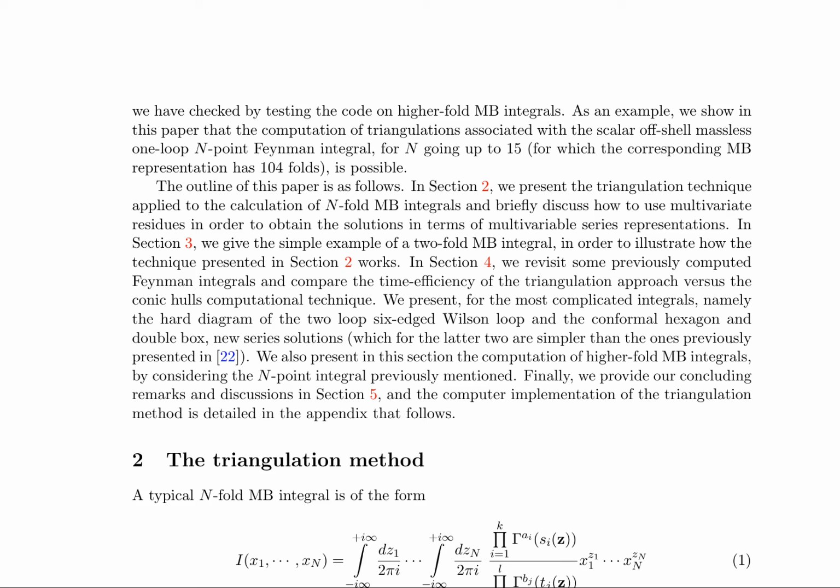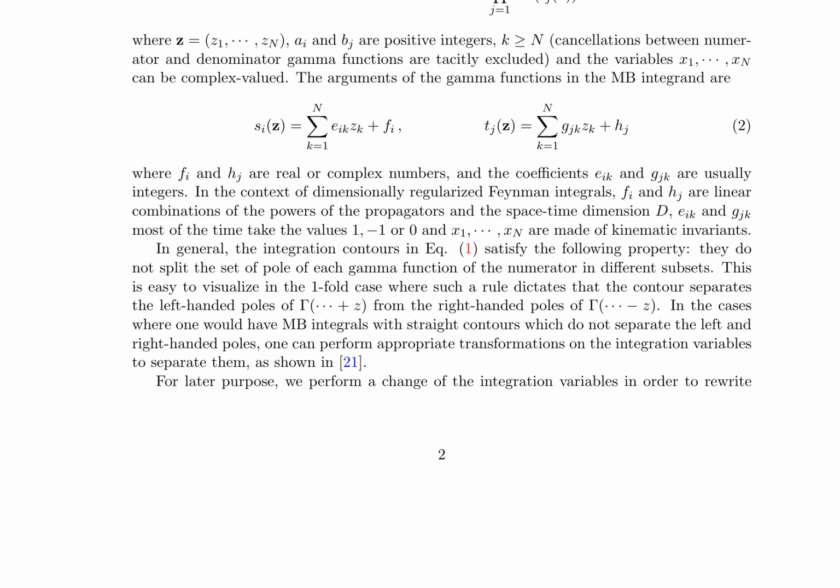The triangulation method is based on carefully choosing integration contours that separate the left and right-handed poles of the gamma functions. This choice is critical in ensuring the convergence of the series representation. The authors demonstrate the effectiveness of the triangulation method through several examples. These include the computation of a twofold Mellin-Barnes integral and the evaluation of previously computed Feynman integrals, such as the hard diagram of the two-loop six-edged Wilson loop, the conformal hexagon, and the double box.